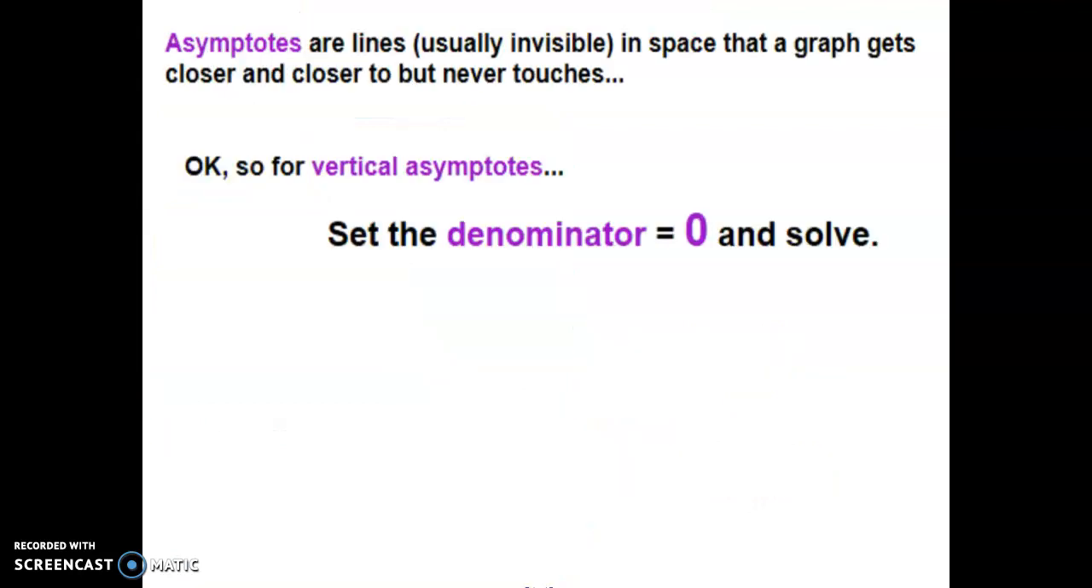So remember that asymptotes are lines that are usually invisible, where a graph gets closer and closer to but never touches. So let's make our next title vertical asymptotes. Okay, there's two kinds, vertical and horizontal. For a vertical asymptote, you set the denominator equal to 0 and solve. And remember that that's because we can't divide by 0. So we represent that with an asymptote to say that we can't be there, because we can't be at dividing by 0.